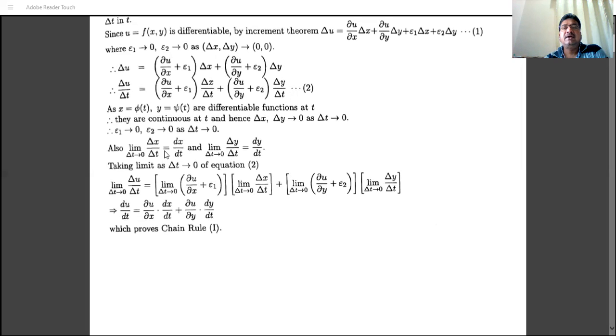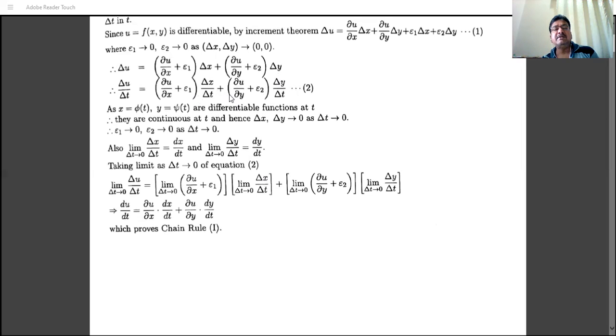So we have delta x by delta t as delta t tends to 0 is dx by dt, and delta y by delta t is dy by dt. And then taking the limit as delta t tends to 0 of equation number 2 on both sides, we have the limit as delta t tends to 0 of delta u by delta t equal to the limit of this bracket, the limit of this quantity, and the limit of this quantity.